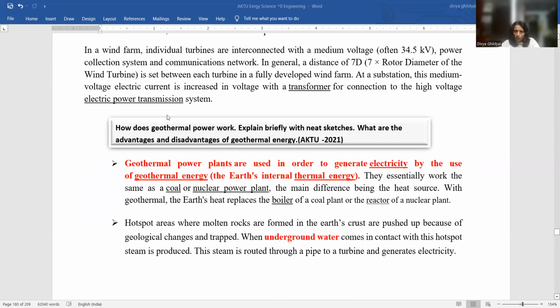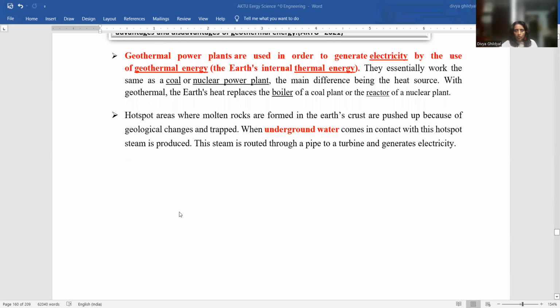Geothermal: geo, as in geography, thermal, as in thermodynamics or thermal physics. That means that heat from the internal energy of the Earth's surface can also be used to generate electricity. And they work on the principle like coal or nuclear power plants, and it is geothermal energy which is being utilized here to run the turbine and convert it into electricity.